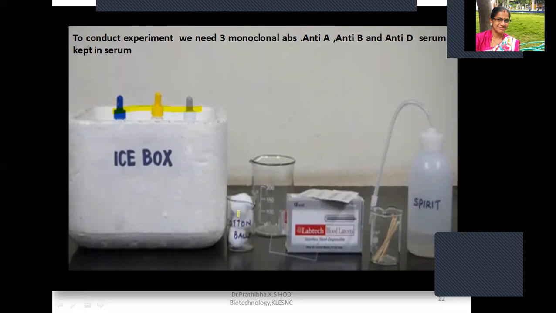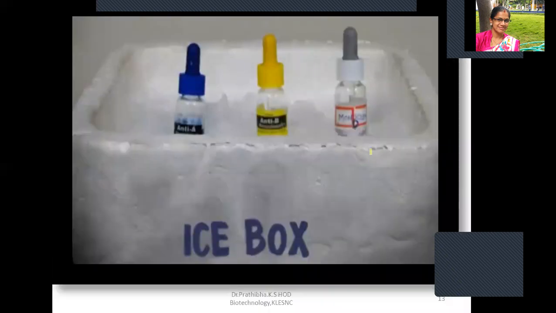You need cotton balls to wipe the excess blood, and also to wipe the finger in the beginning using 70% alcohol. You need the empty glass beaker to discard all the toothpicks. You need a sterilized lancet. Then these are the toothpicks, and this is the spirit, 70% alcohol. Hope you are following me.